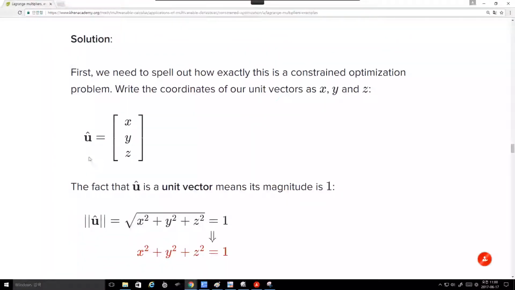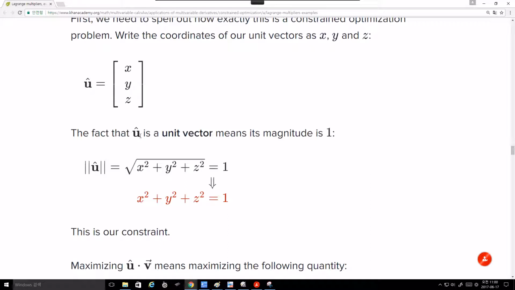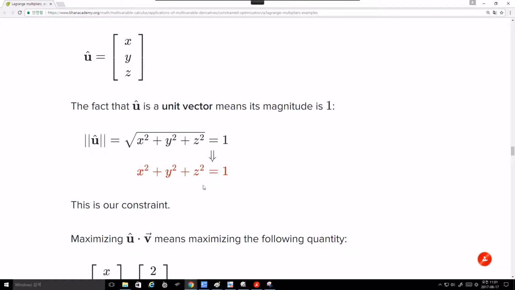Let u be (x, y, z). The fact that it is a unit vector means that its magnitude is 1, so the length is the root of x squared plus y squared plus z squared, which is equal to 1. We can just square it, since we don't like the root, so make it 1. So it is basically a sphere in three-dimensional space. This is our constraint.